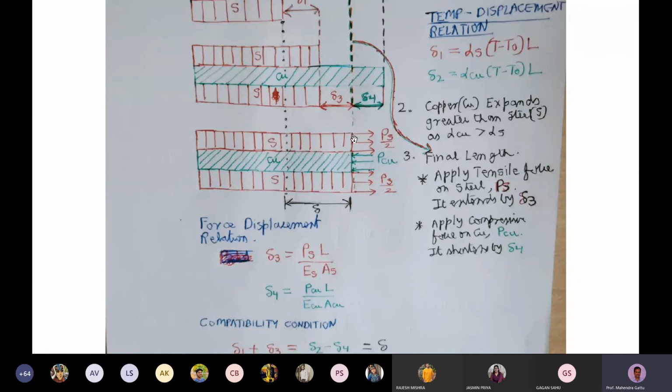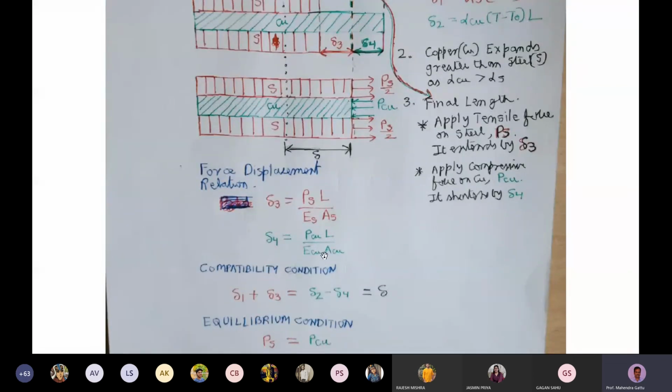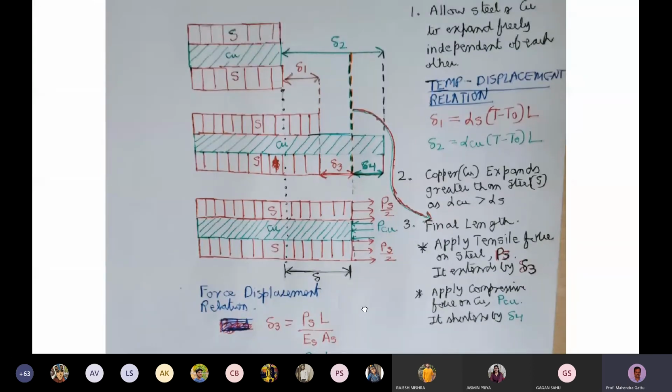So this tensile force is PS here, and the length is, we are again always referring to the original length, because all these deformations are very small compared to the original length. So we are always referring to the original length. So PS L by ES AS. And what is delta 4? That is the compression in this bar due to this PCU, which will be PCU L by ECU ACU. Okay, so E times A for the copper. So this is the force displacement relationship.